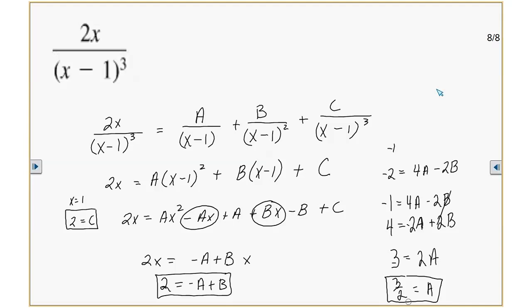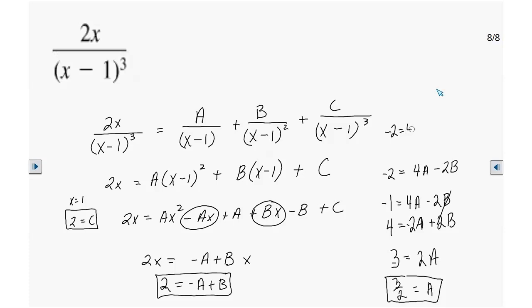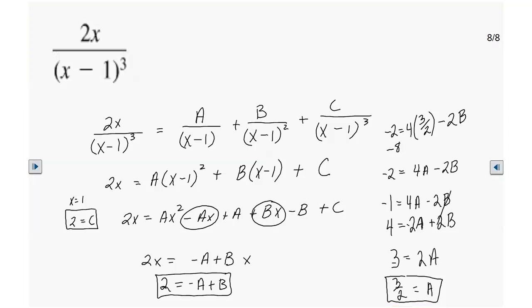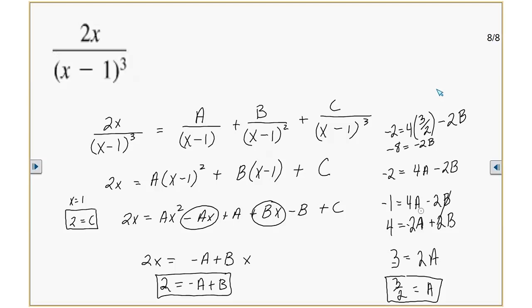Now you can plug that back in up here, see what it gives us. Or we can plug it in over there. So that's going to give us 3/2. So negative 2 is equal to 4 times 3/2 minus 2b. And 4 times 3/2, what's 12/2? 6. Minus 6 is going to be negative 8 is equal to negative 2b. B is equal to 8.